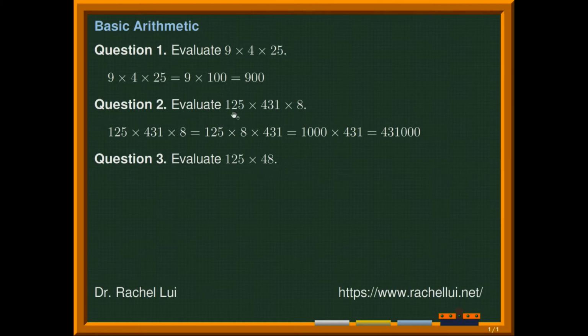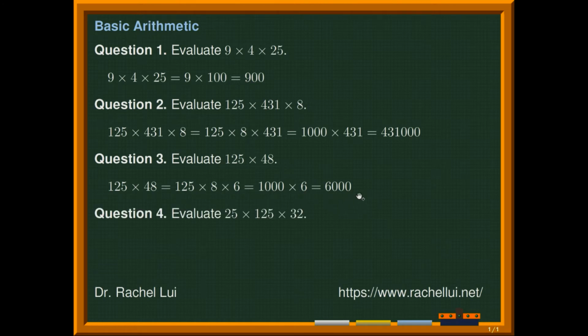So I know that 125 times 8 would give me 1000. And I know that there is an 8 in 48. So what I'm going to do is I'm going to split 48 into 8 times 6. Then I will have 125 times 8, which gives me 1000. And 1000 times 6 is 6000.